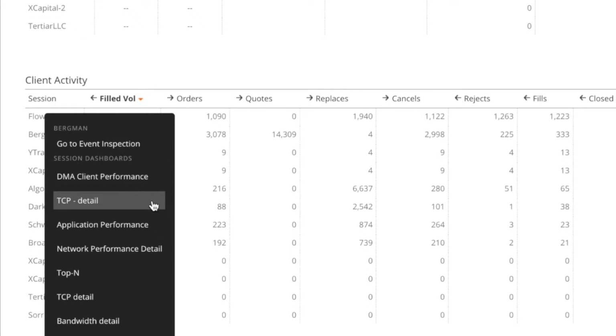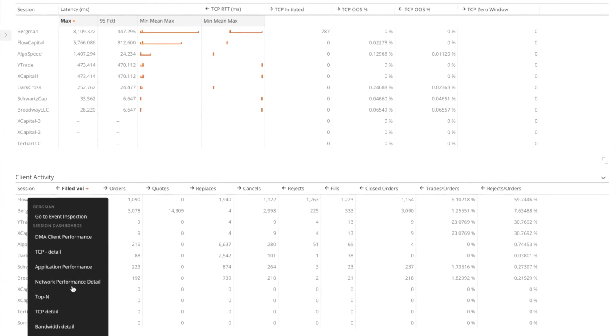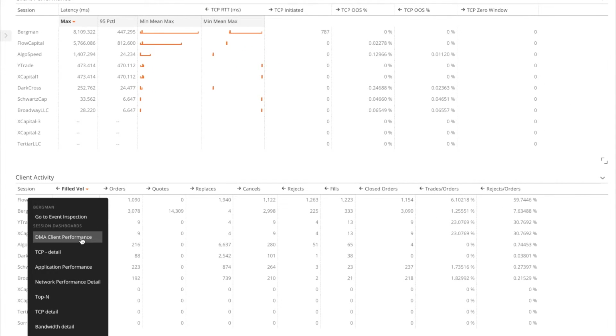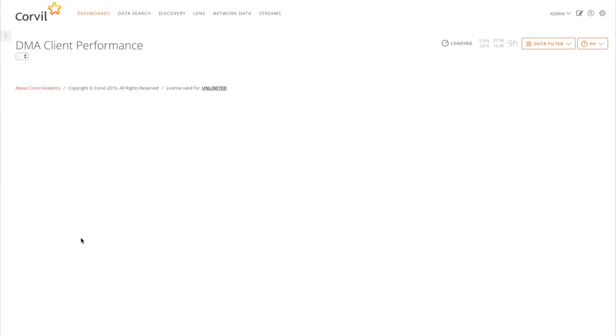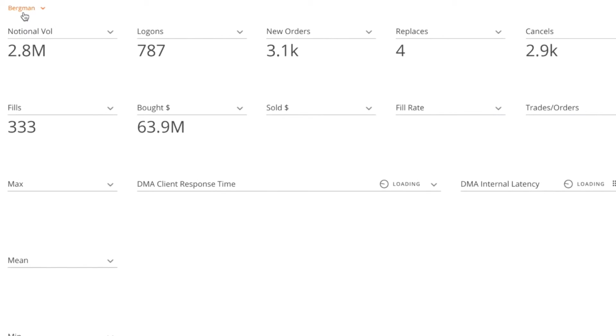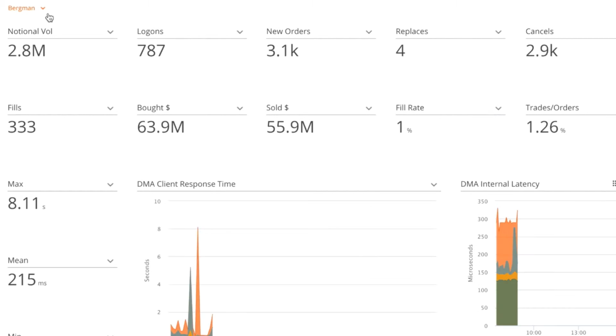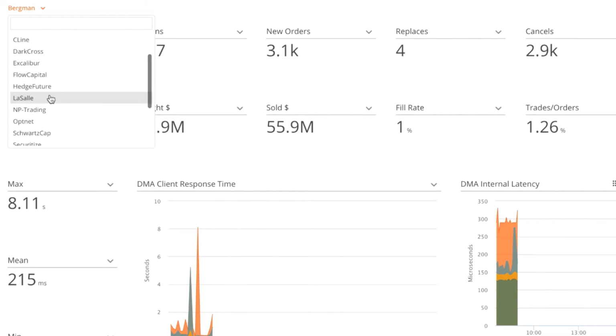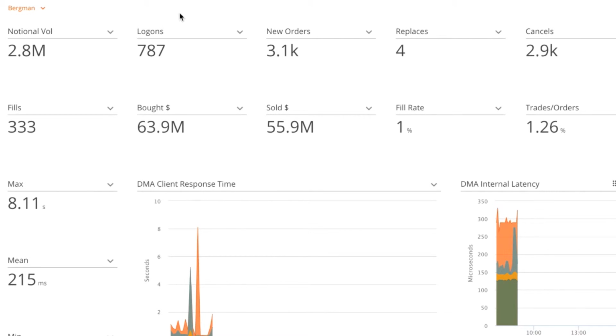But we have a number of other dashboards as well. Many of these will give us detail about the health of their connections regarding the network and the infrastructure. We can look at the top end activity and this kind of thing. But I'm actually going to take a look at their DMA client performance to get a sense of what their trading activity has been like so far this morning. So as this loads up, we see the specific orders and messages for this client Bergman, but if I wanted to, I can toggle to other clients as well that we're supporting.